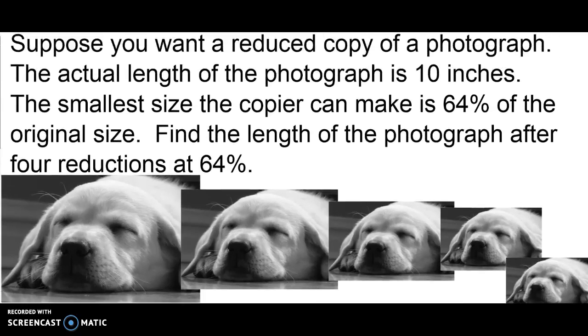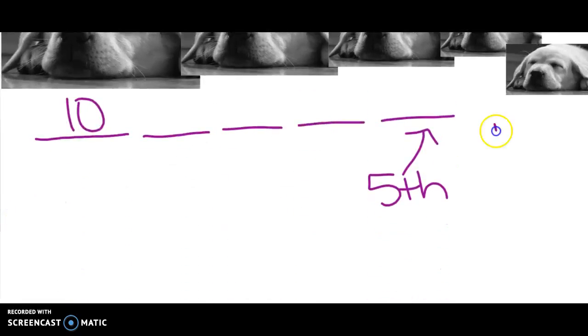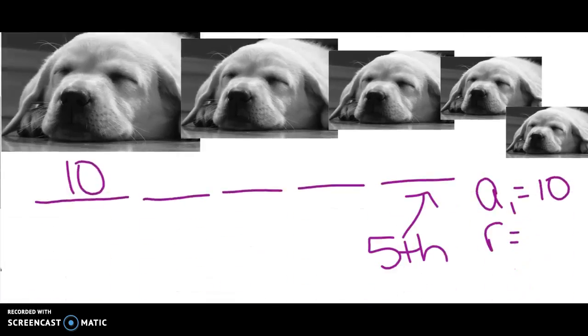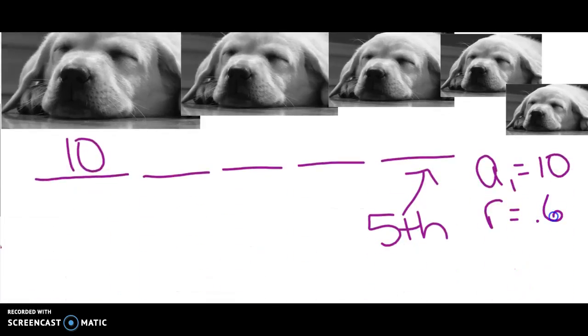So let's go figure this out. a sub 1 is 10. Our ratio is going to be 64%, so we need to write that as a decimal, 0.64. We are looking for the 5th copy because the original is 10. You've got 4 more: 1, 2, 3, 4. So you're looking for the 5th.